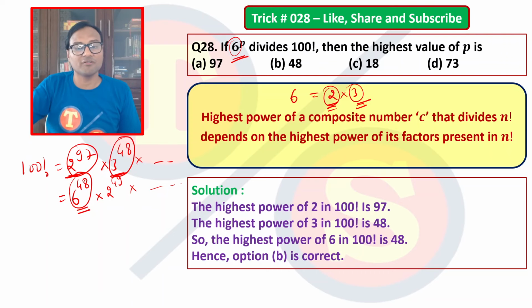So 6 to the power 48 means the highest power of 6 in 100 factorial is 48. So answer option B is the correct answer.